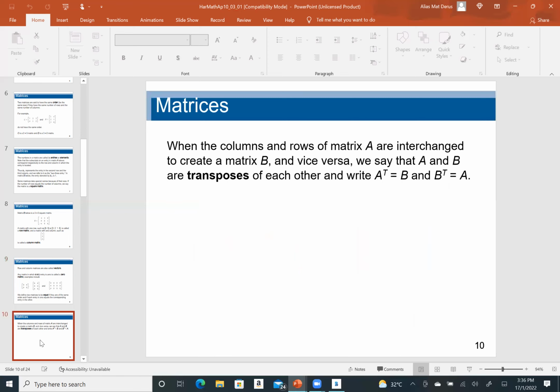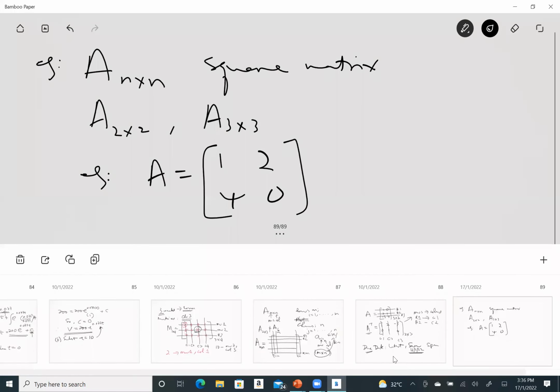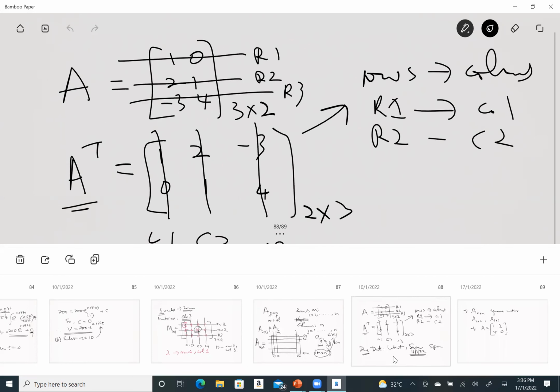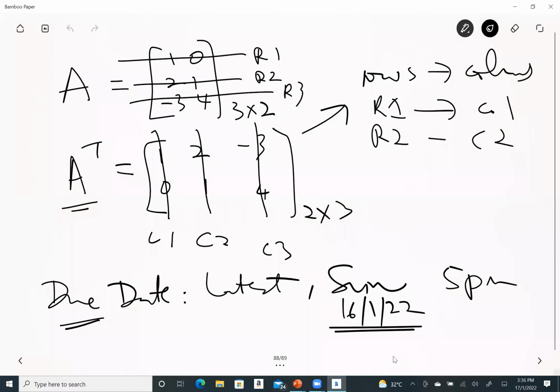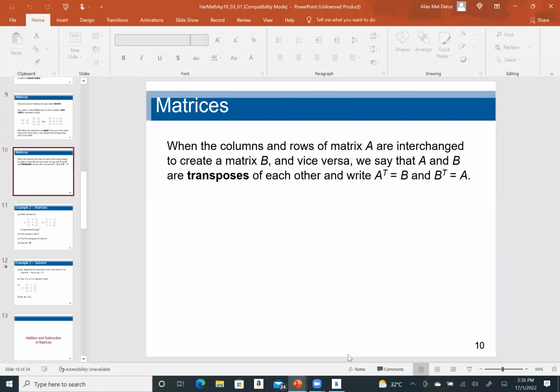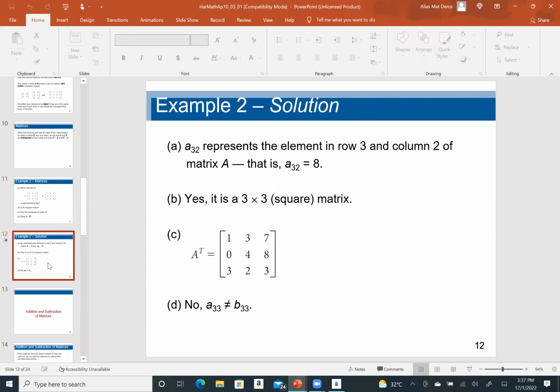Okay, next. Transpose. I think we already learned about transpose. So transpose of a matrix. If you take the transpose, then you transpose again, you get back the original.